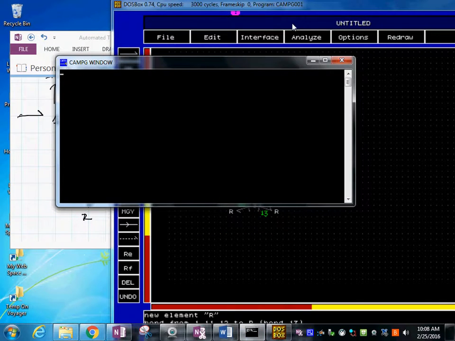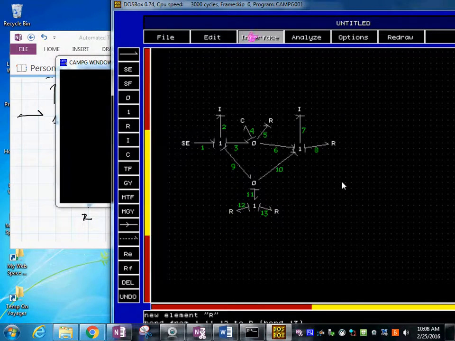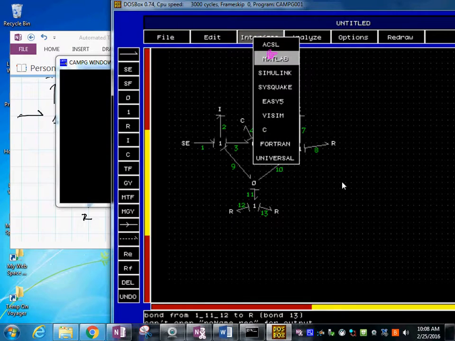So we are ready to obtain our transfer function. On the right hand side, we have that F2 is the output and SE1 is the input. So we go into the interfacing here and go to MATLAB, and then we need to obtain the interface.